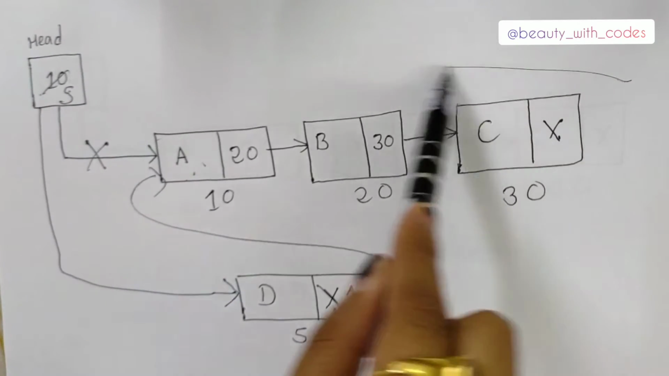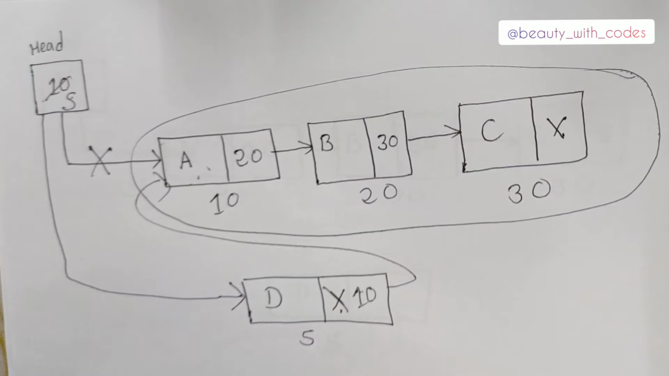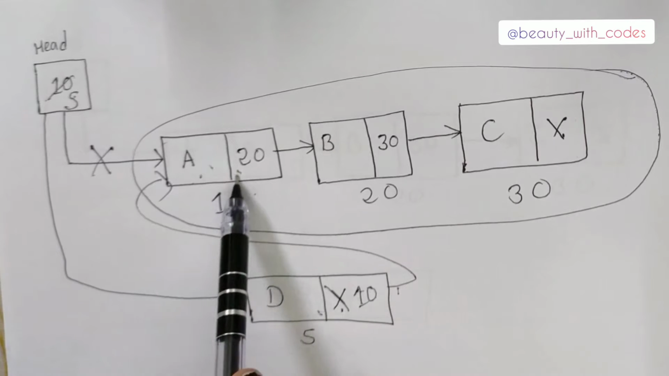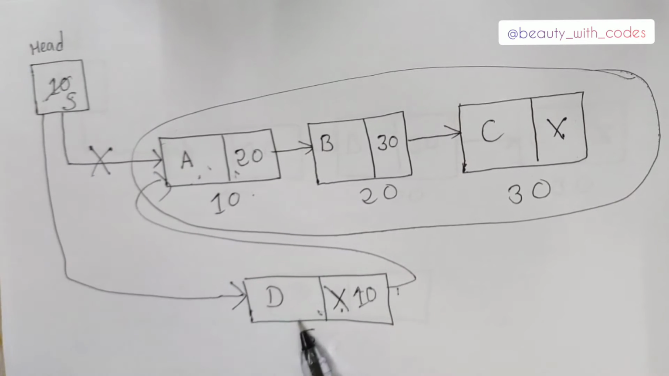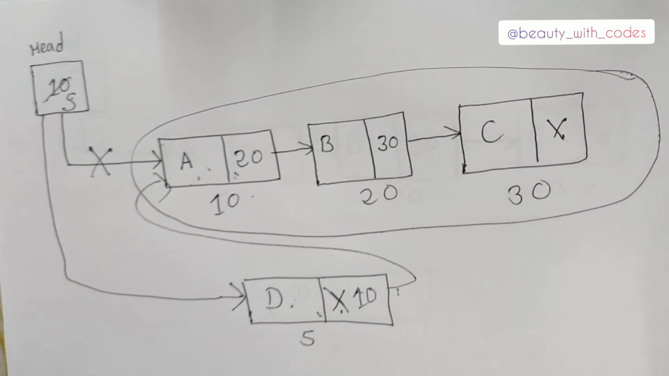So this whole linked list is going to be lost. We are not going to have this linked list anymore. So D cannot point to A. It means we are going to have only one node in our linked list, that is D. So this method is totally inappropriate, isn't it? Now move to the second method.